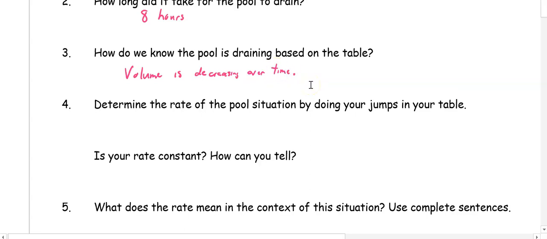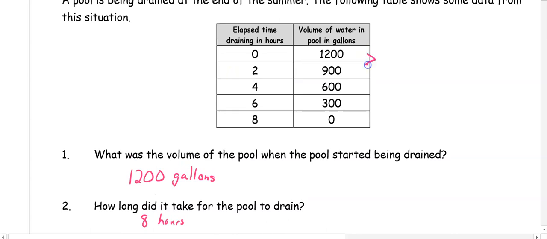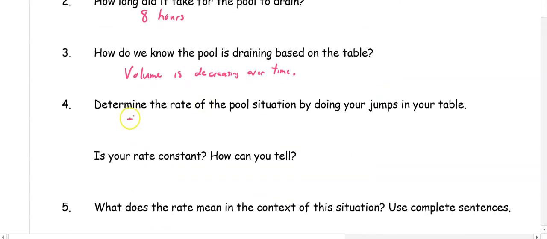Number 4, determine your rate of the pool situation by doing your jumps in the table. So if we go up to our table and we look at volume, each of these numbers is changing by minus 300 for our jumps on the Y side, and on the X side with the time, all of our hours are increasing by 2 hours. So to find our rate, we would have negative 300 over 2. That reduces to negative 150.